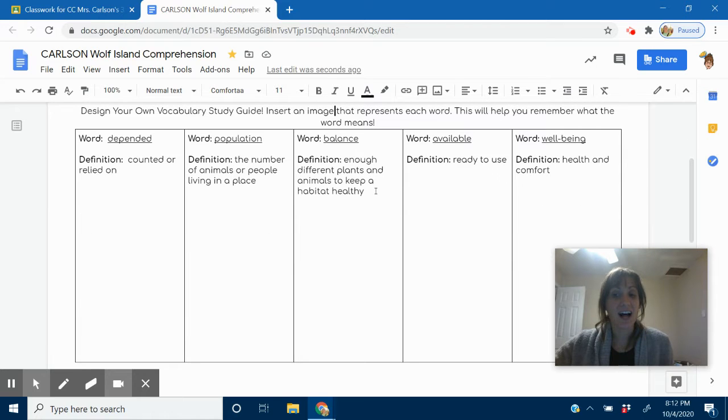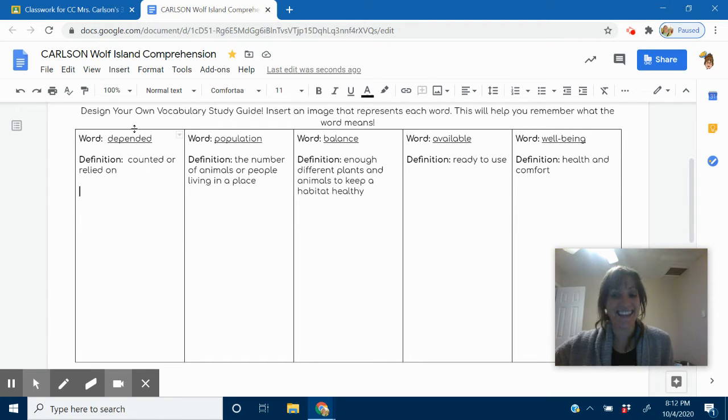Okay, so in class, this is on paper and we draw a picture, but you guys are going to get to insert an image using Google Docs here. So our first word here is depended. The definition is counted on or relied on. A sentence would be I depended on my parents to feed me when I was young.